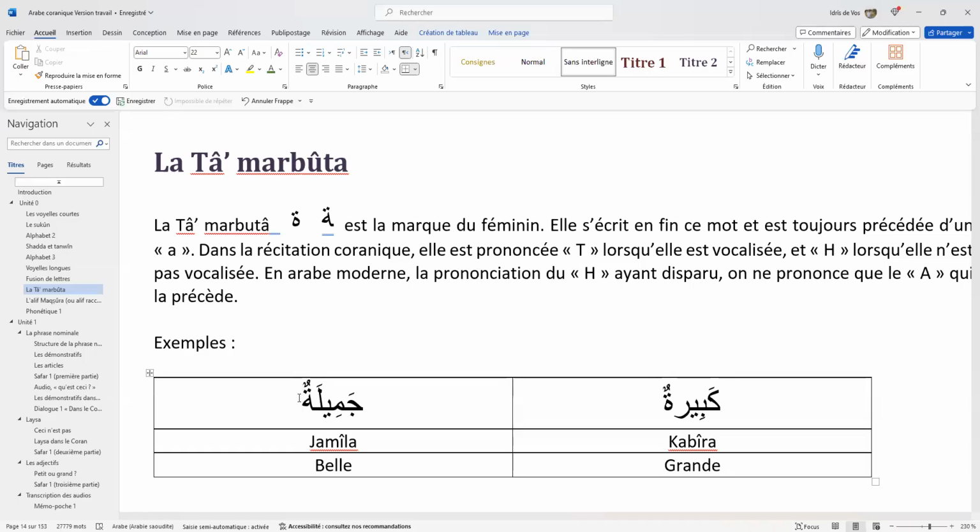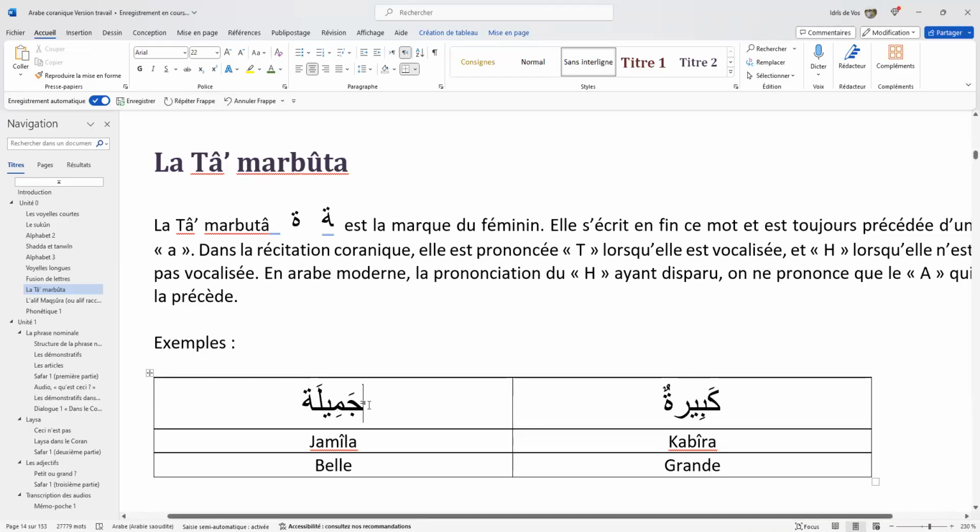And so that gives us a letter that is not quite a ha and not quite a ta, or rather both at once. And that's how the ta marbuta was born. So it's both a ha when you don't pronounce the final vowel, typically at the end of a sentence.